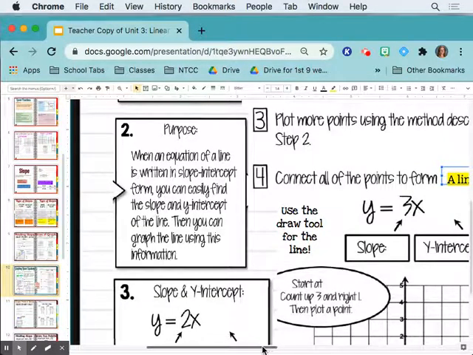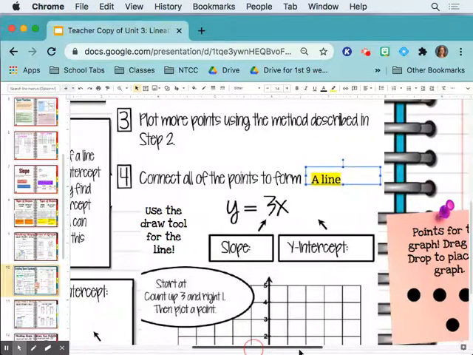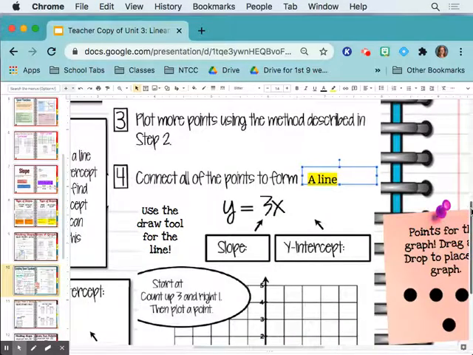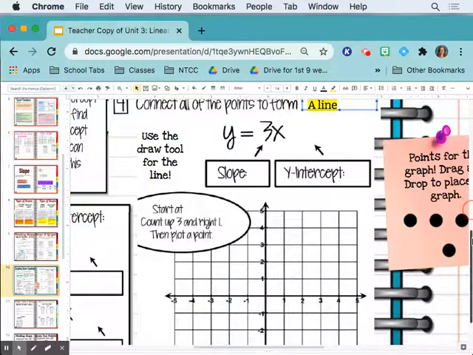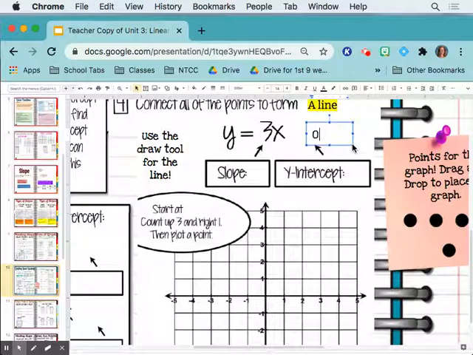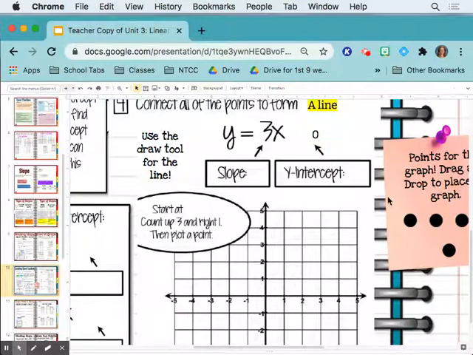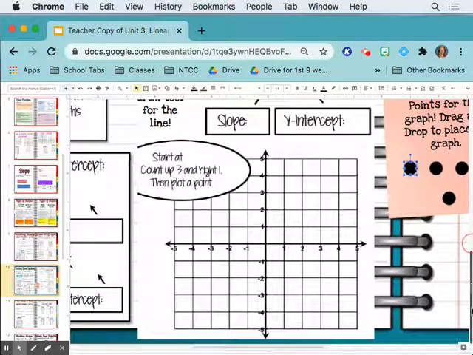Okay, so we are going to do the draw tool for this example, y equals 3x. Use the draw tool for the line. So the slope is 3. What's the y-intercept? If it's nothing, what's nothing? Yeah, 0. So we're going to use these as our points. What's the y-intercept? 0. So we're going to plot a point at 0. Yep, the origin.